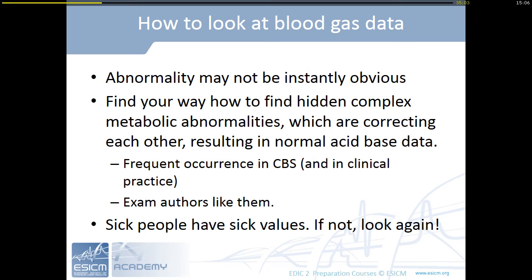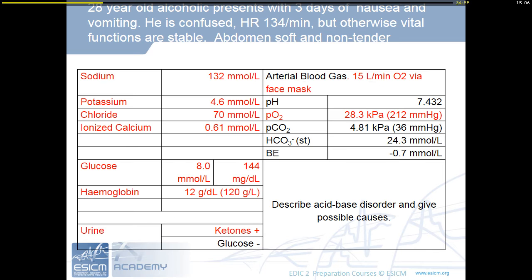So please expect that there could be some tricky cases, and I hope the rest of the lecture will help you to go through them, okay? This is a typical example of a difficult one. A 28-year-old alcoholic presents with 3 days of nausea and vomiting. He's confused, he's tachycardic, but otherwise his vital functions are stable. Abdomen is soft and non-tender.